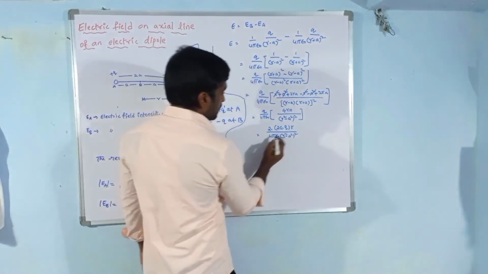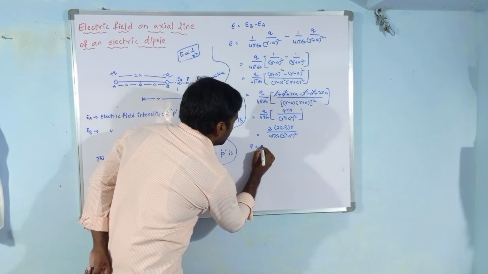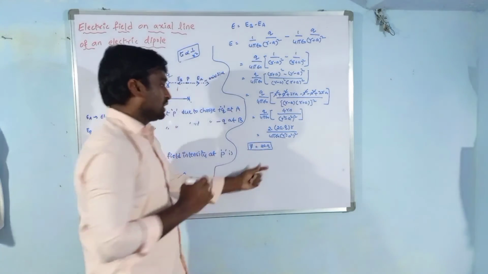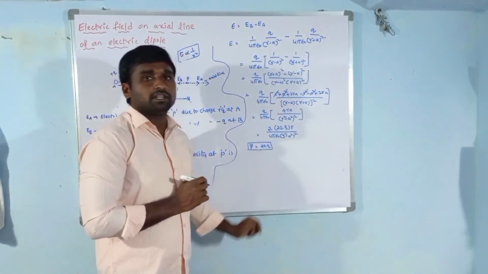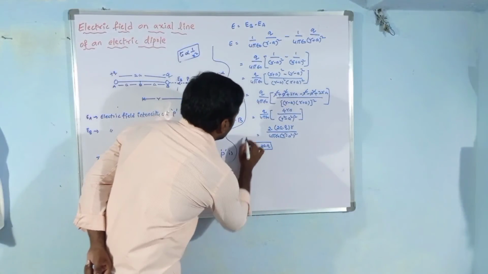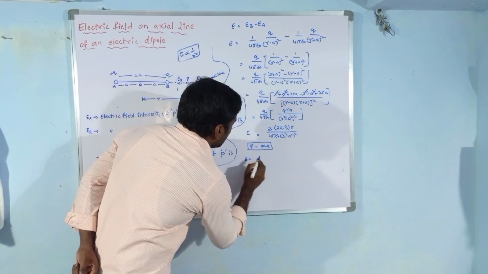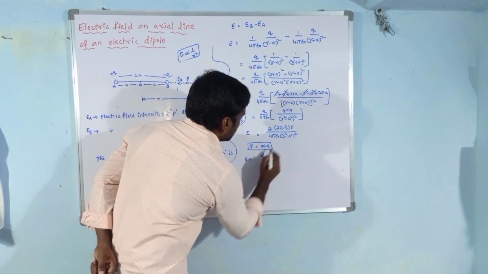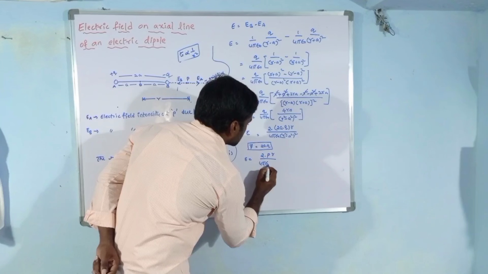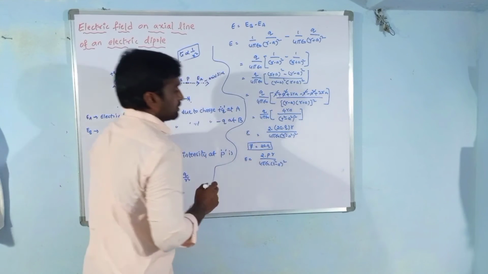Okay, so what is electric dipole moment? Electric dipole moment P equal to 2A into Q. This is the product of the magnitude of either charge and the distance of the electric dipole. We can substitute this in this equation. E equal to 2 into, what is 2A into Q, that is P, R by 4 pi epsilon naught R square minus A square whole square.